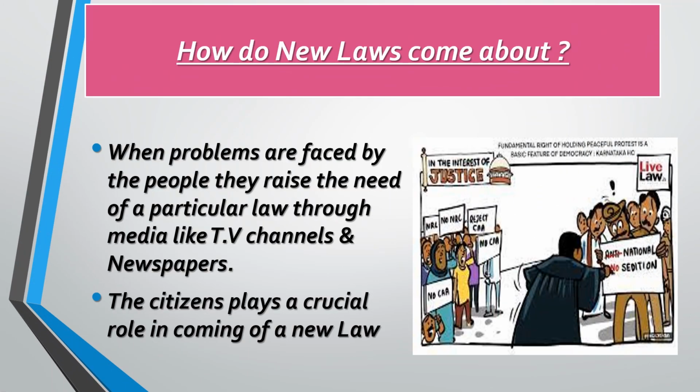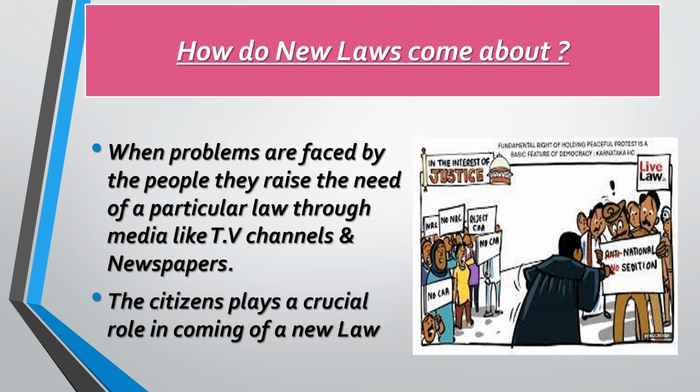How do new laws come about? When people feel there is a need for a law, they go to an organization. When problems are faced by the people, they raise the need for a particular law through media like TV channels and newspapers. The citizen plays a crucial role in the coming of a new law. But who has an important role in making laws? So, the Parliament has an important role in making laws.